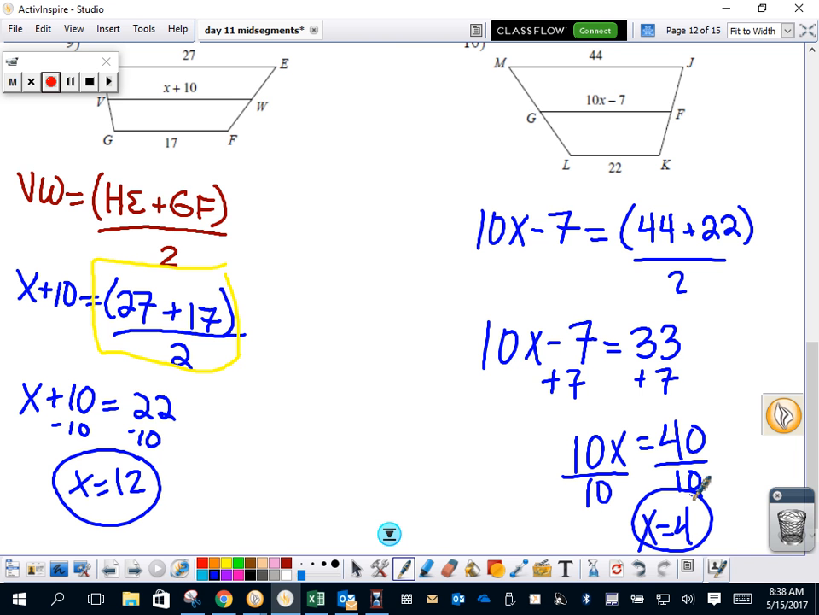All right, when you're done, we'll flip over. We'll do a couple more together, and then you'll be free on your own.